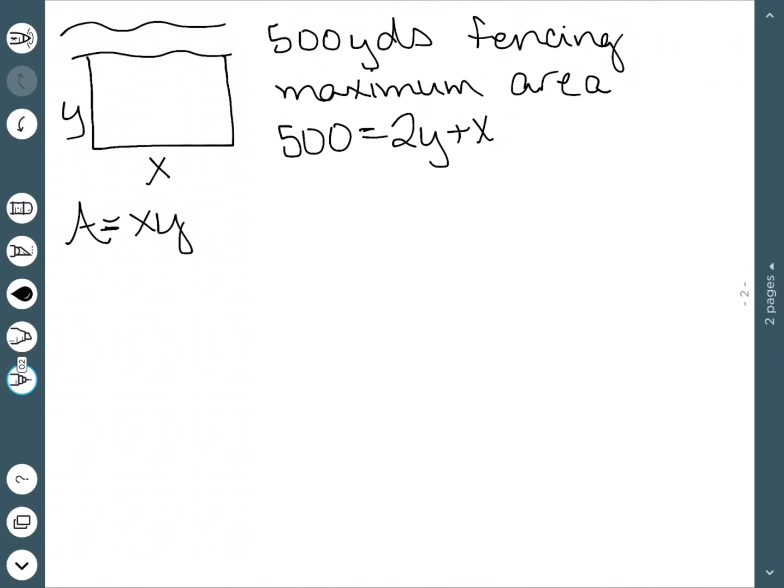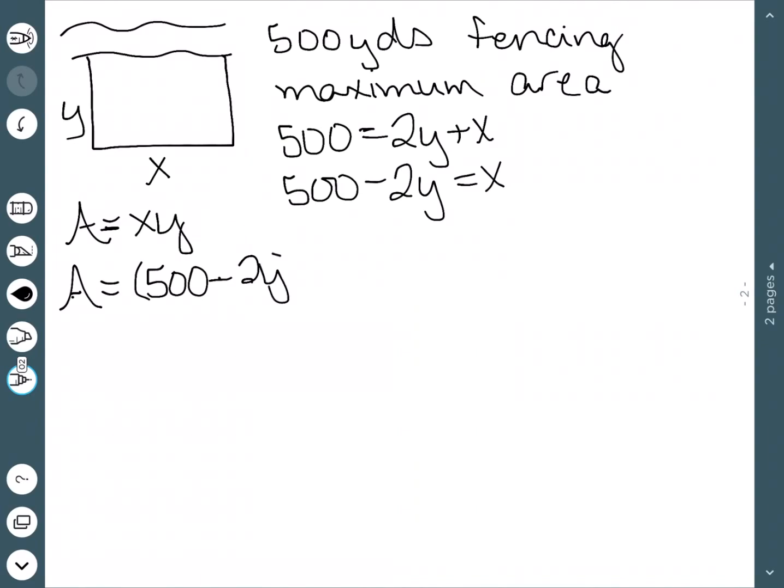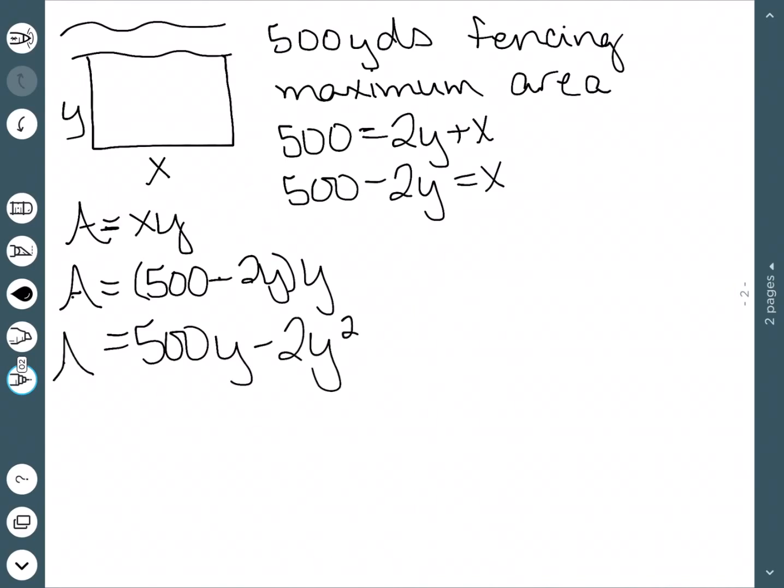And essentially what we're going to do is solve this first equation, the perimeter equation, for one of our variables. I'm going to go ahead and solve it for x. So 500 minus 2y is x. And then I'll stick that into my other equation, my area equation. So 500 minus 2y times y, or 500y minus 2y squared. So this is my function that I now want to maximize.